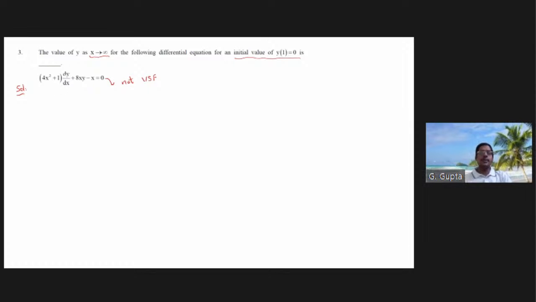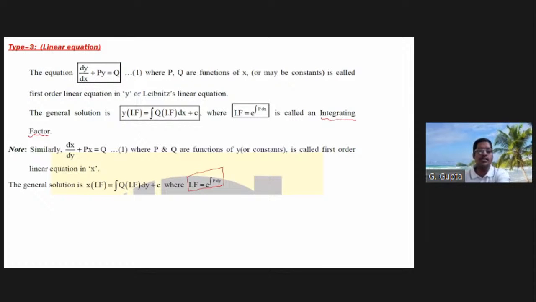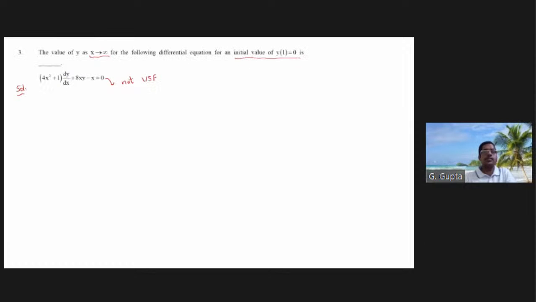Now let us compare the linearity. Here the derivative is dy by dx. So first give priority to the y variable: the numerator variable y has power 1, there are no other y terms, and the y derivative with respect to x, dy by dx, has power 1. This y is not multiplying the first derivative. So I can confirm this is a first order linear equation in y. Please remember, in both notations, the derivative coefficient is always 1. Here in dx by dy the coefficient is 1, and in dy by dx the coefficient is 1. But here it is 4x square plus 1. So immediately, in the first step, divide both sides by 4x square plus 1.